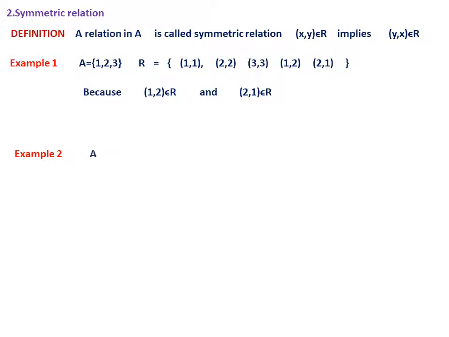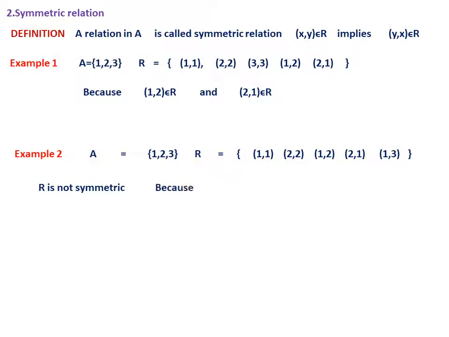Let us take one example where it is not symmetric so that the idea will be clear. Let us take A equal to {1, 2, 3}, R equal to {(1, 1), (2, 2), (1, 2), (2, 1), (1, 3)}. Now this is not symmetric because see, (1, 2) is there, (2, 1) is there, no problem, but (1, 3) is there and (3, 1) is not there. Therefore it is not symmetric. So this example is sufficient.